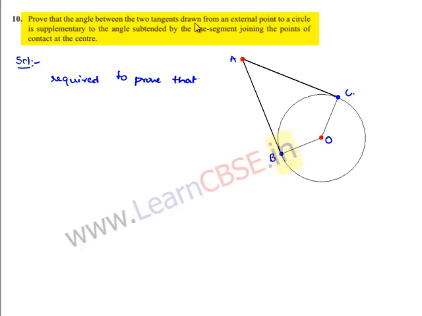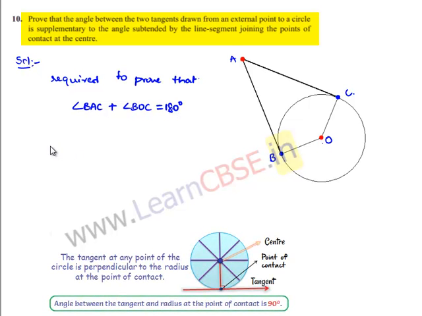the angle between the two tangents drawn from the external point, that is angle BAC, is supplementary to the angle subtended by the line segment joining the points of contact at the center. Here B and C are points of contact, so OB and OC are the lines joining the points of contact to the center. He says that the angle between the tangents, that is angle BAC, is supplementary to angle BOC. That means we need to prove that angle BAC plus angle BOC is equal to 180 degrees.